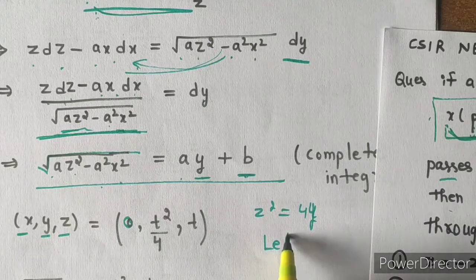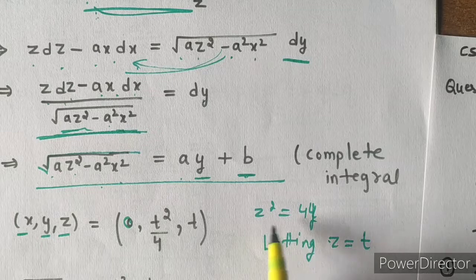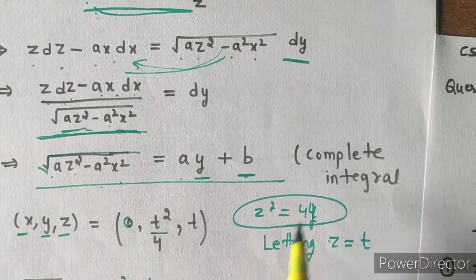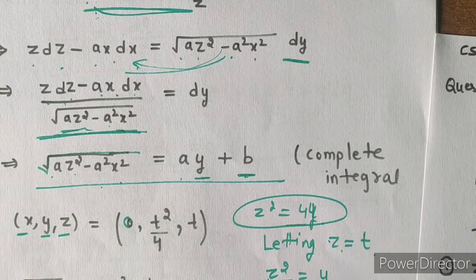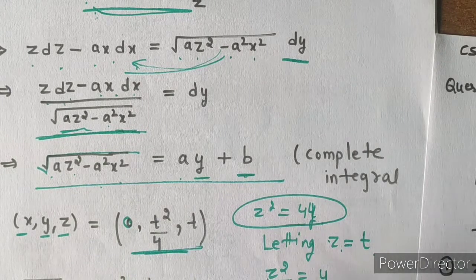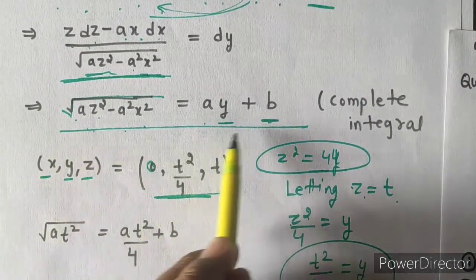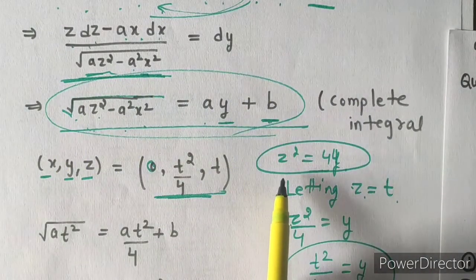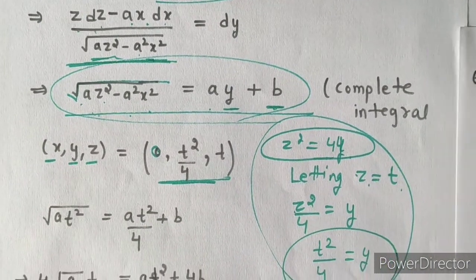Letting z equal to t, then the value of y is z square by 4. Putting z equal to t, this becomes t square by 4, which is equal to y. The curve passes through that point.